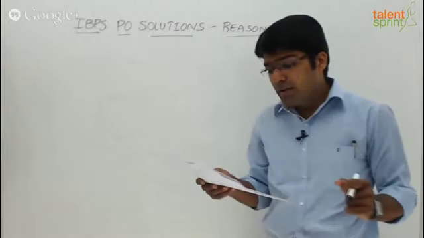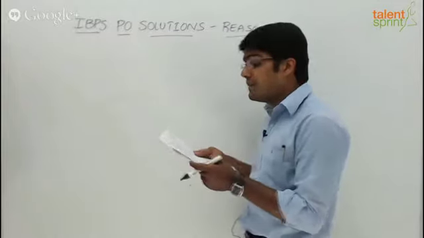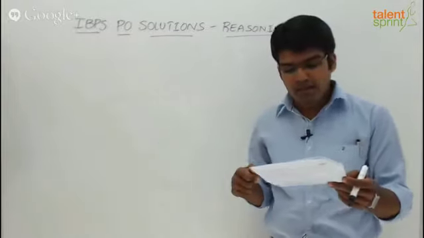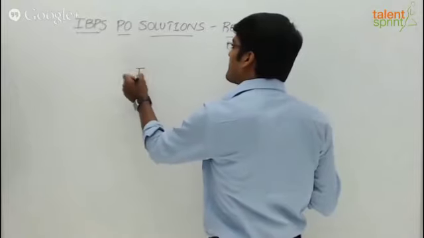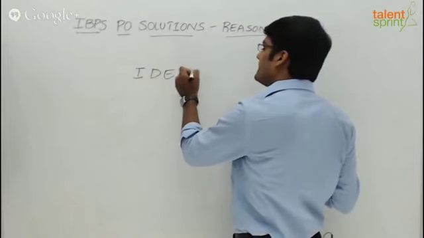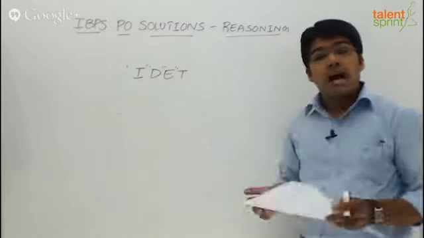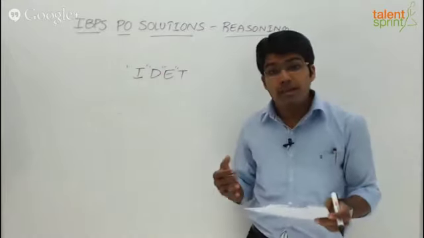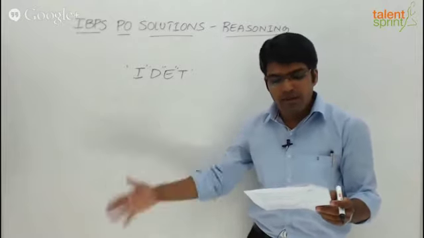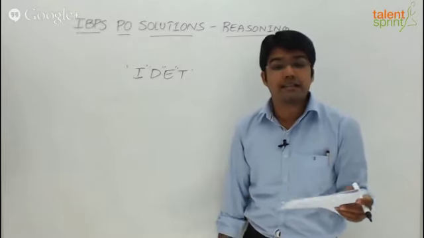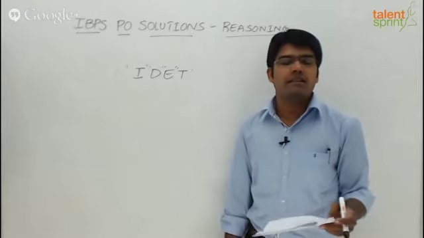For example, look at this one. How many meaningful, this is a direct question, how many meaningful English words can be made with the letters I, D, E, T? The letters are I, D, E, T. The question says, how many meaningful English words can be made using the letters I, D, E, and T, using each letter only once in each word?